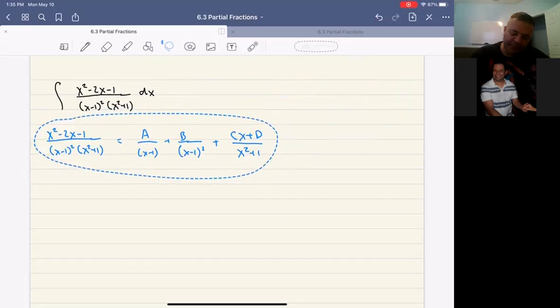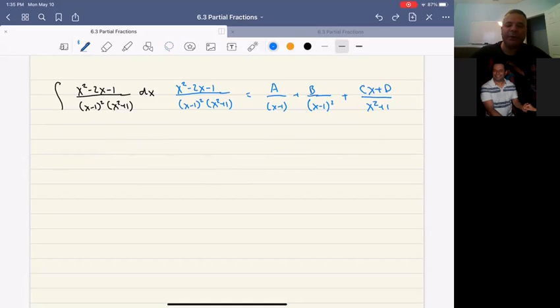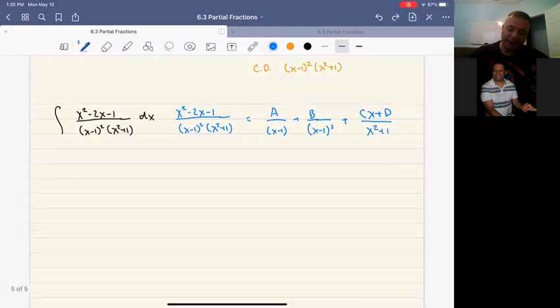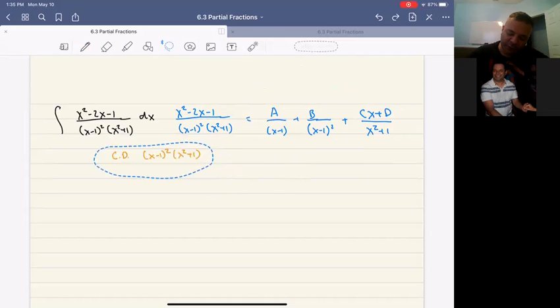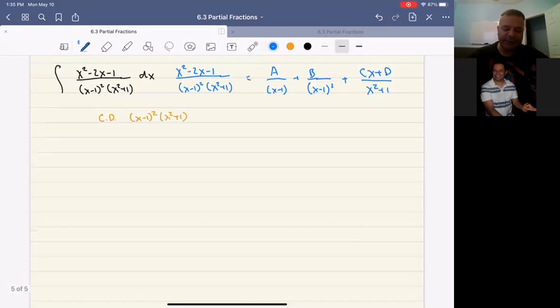Now we're going to do the same thing that we were doing before. We're going to pretend to do this. Now, the common denominator is x minus 1 squared times x squared plus 1, which is what you need to be keeping in mind. So when we do it, we're just going to keep the numerator.